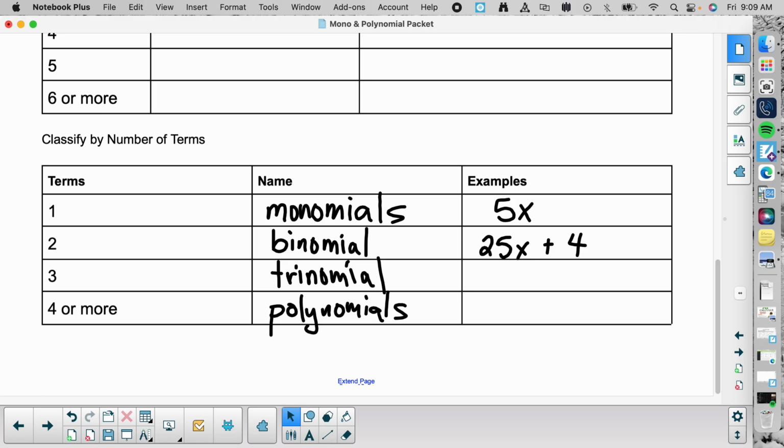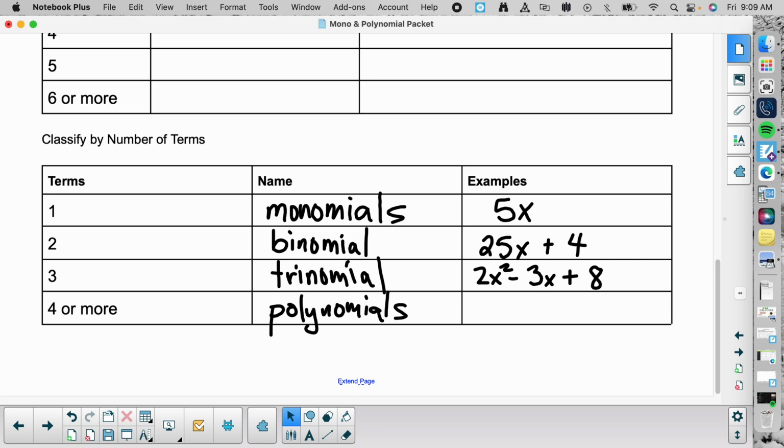I'll write an example for 3. 2x squared minus 3x plus 8. That's 3 things. Here's my question. What do we use to figure out how many terms there are? There's something that separates the terms all the time. So what do we look for? Yeah. If there's a plus or a minus sign, that separates terms.